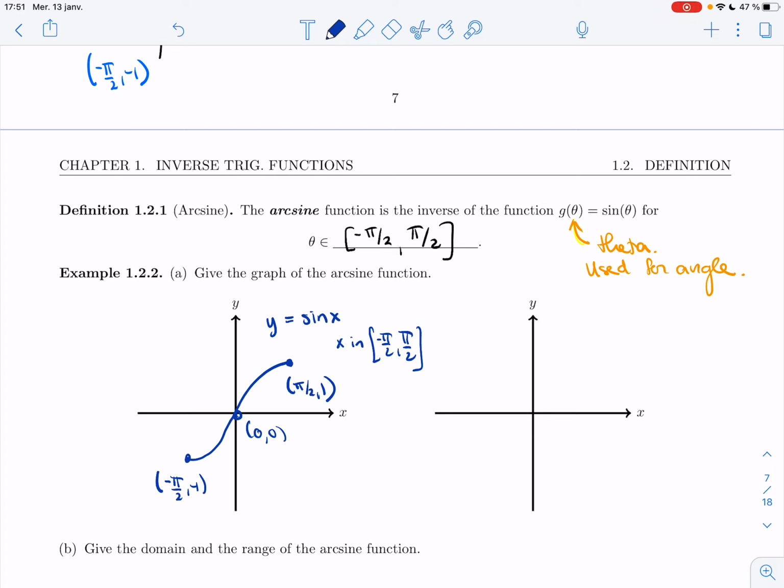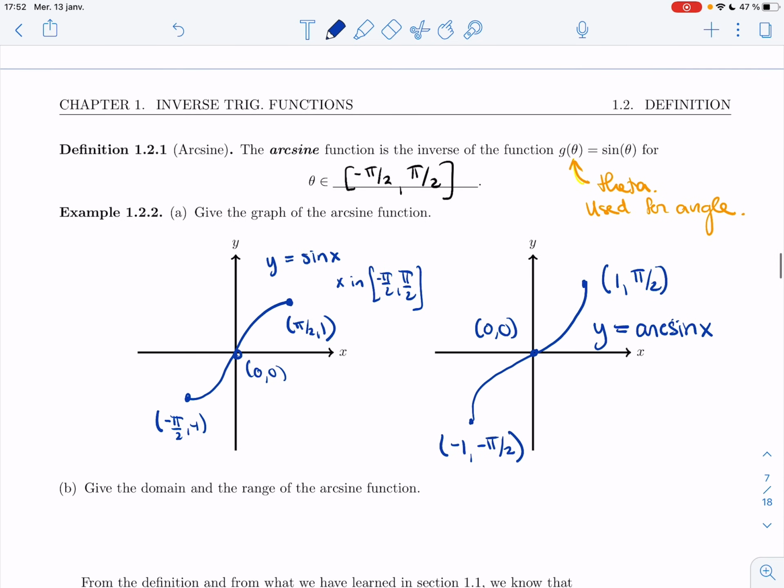And so when I flip it, I'm going to switch the x and the y component. So I'm going to get (1, pi/2). I'm going to get (0, 0). And I'm going to get (-1, -pi/2). And so I'm getting something like this. So this will be y equals arcsine of x.